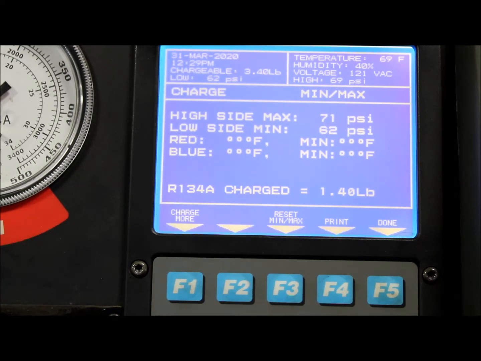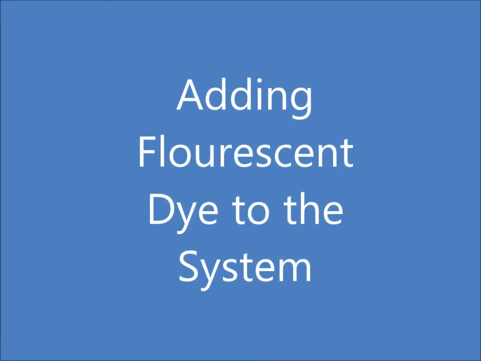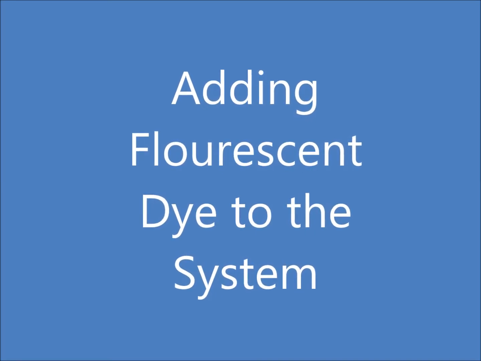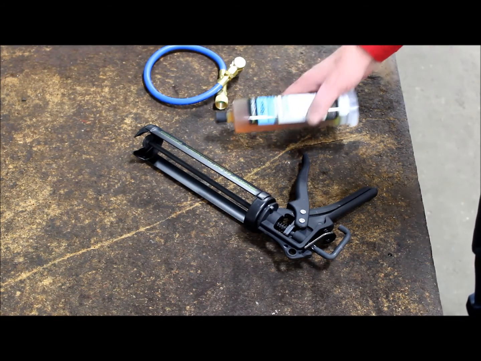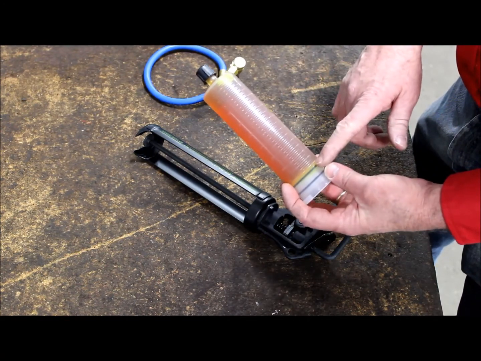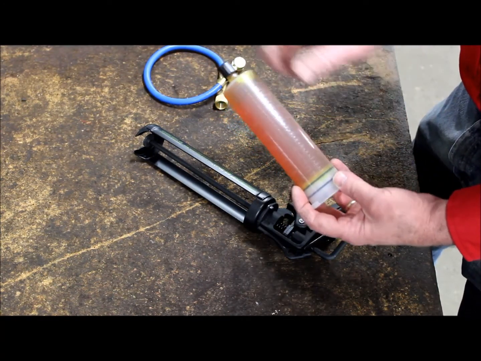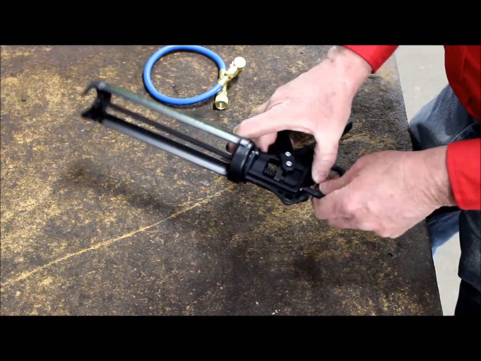Now we've reached our full charge of 1.4 pounds, and it's time to add the dye. The dye injector is a really simple piece of equipment. It's like a caulk gun. Here we have the dye cartridge. The dye cartridge is calibrated and it has a 1/4 ounce scale on the back. That attaches into what looks like a caulking gun.